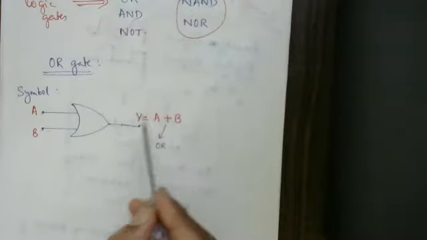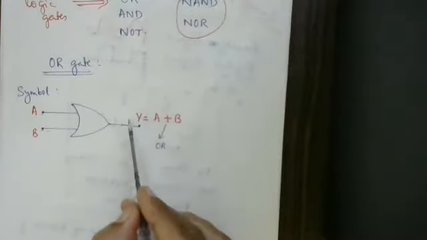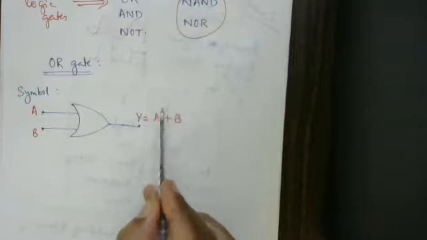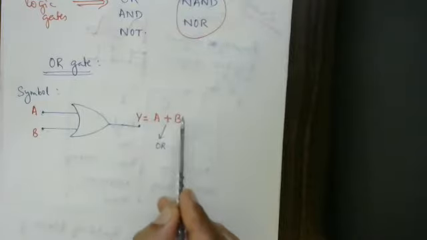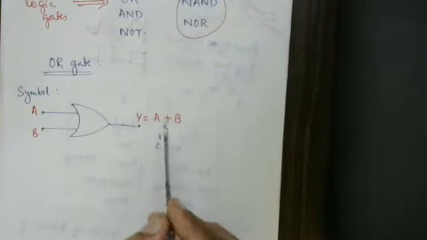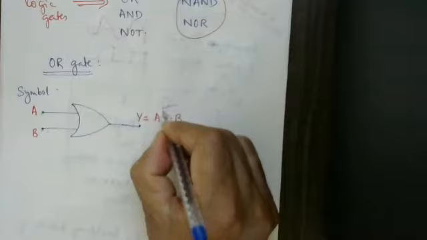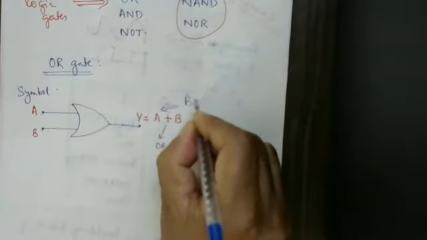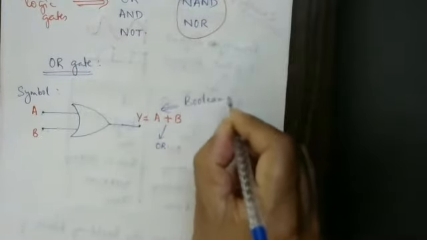Between input and output there is a relation. That relation is represented by this particular equation, this expression. This expression is called by the name Boolean expression.